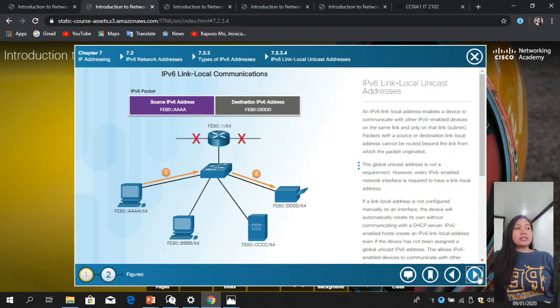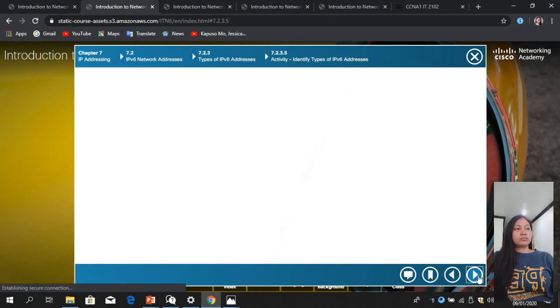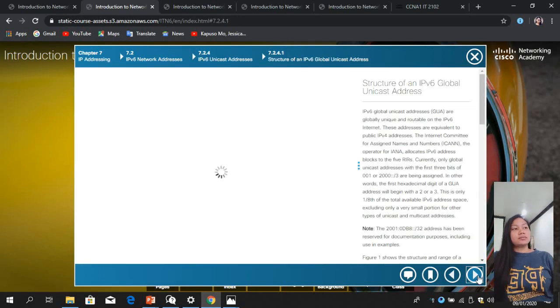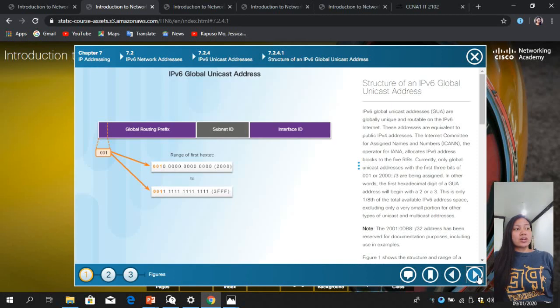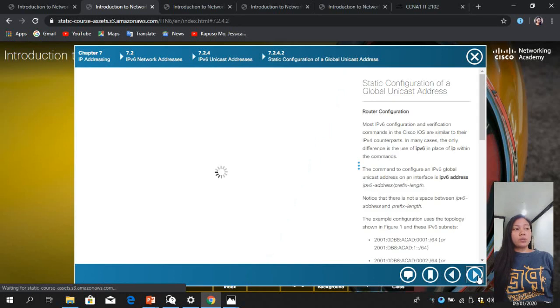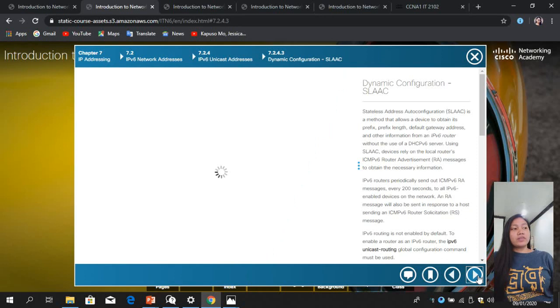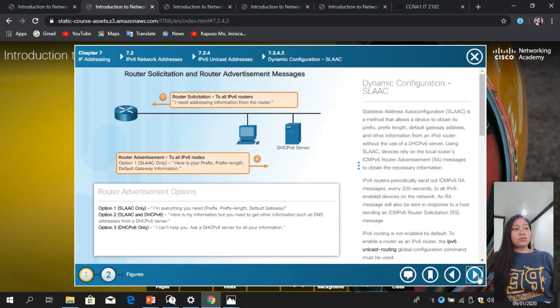Structure of an IPv6 global unicast address. Dynamic configuration: SLAAC, or stateless address auto-configuration, is a method that allows the device to obtain its prefix length, default gateway address, and other information from an IPv6 router without the use of a DHCPv6 server.